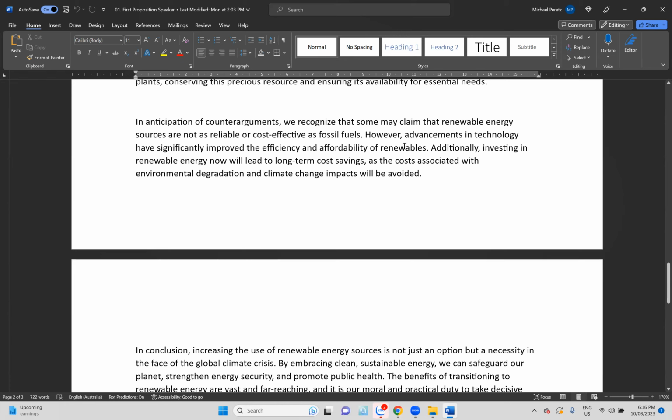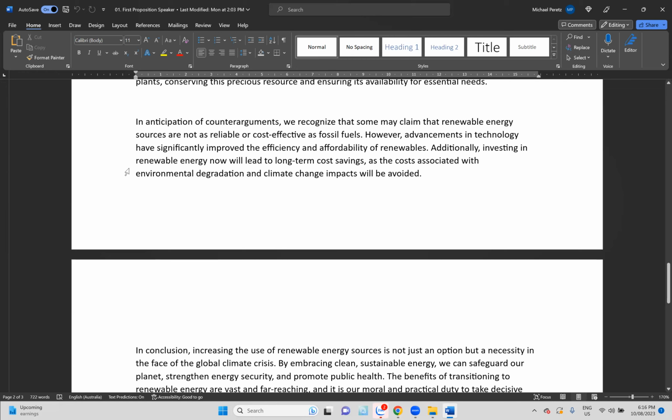So, however, advancements in technology have significantly improved the efficiency and affordability of renewables. So we're already cancelling out these arguments. We're saying that the technology is there, it's a lot more efficient and reliable, and it's a lot more affordable now.